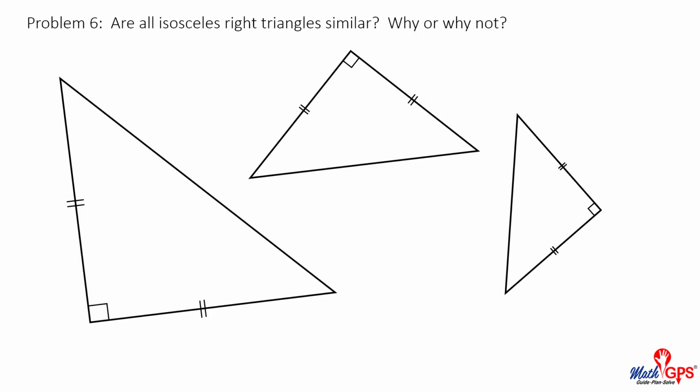Problem 6. Are all isosceles right triangles similar? Why or why not? Yes, all isosceles right triangles are similar. It is easy to see that they have two corresponding congruent angles. In isosceles right triangles, there are always two corresponding 45-degree angles.